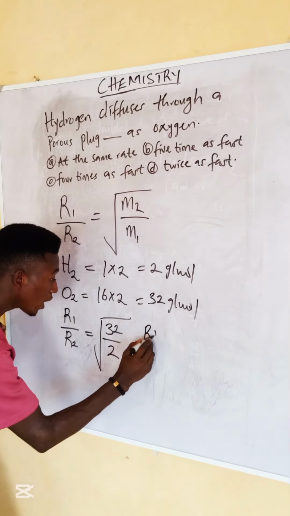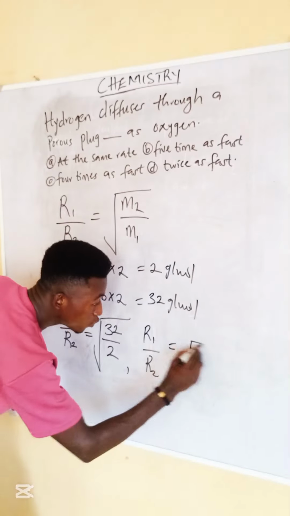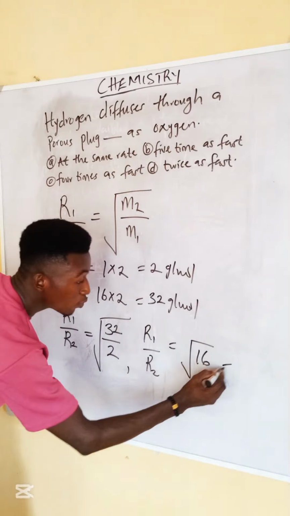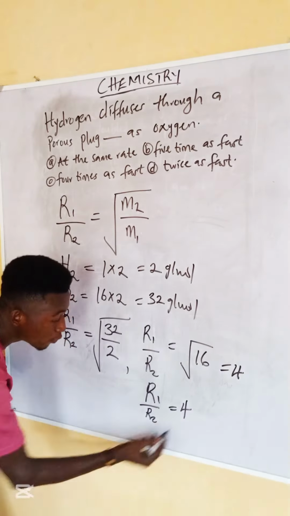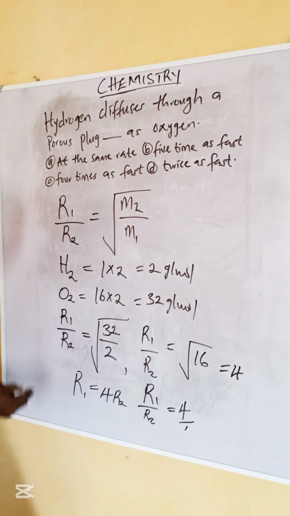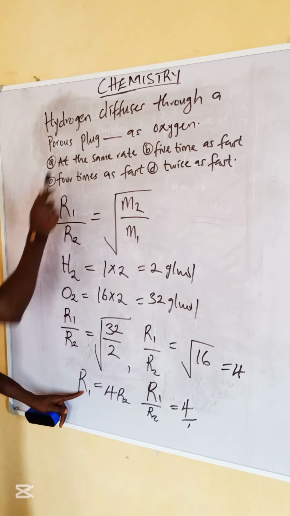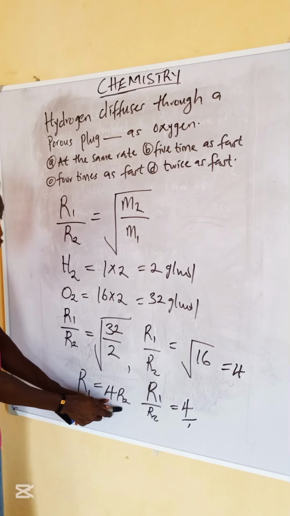So R1 over R2 equals the square root of 32 divided by 2, which gives the square root of 16. And the square root of 16 equals 4. So R1 over R2 equals 4. If you cross multiply, you will see that R1 equals 4R2. That means that hydrogen, which is R1, diffuses through a porous plug 4 times as fast as R2, which is that of oxygen.